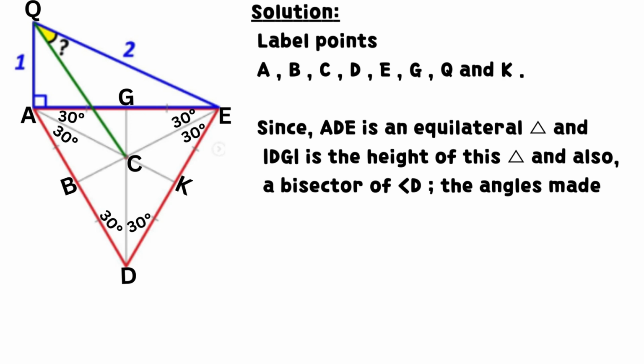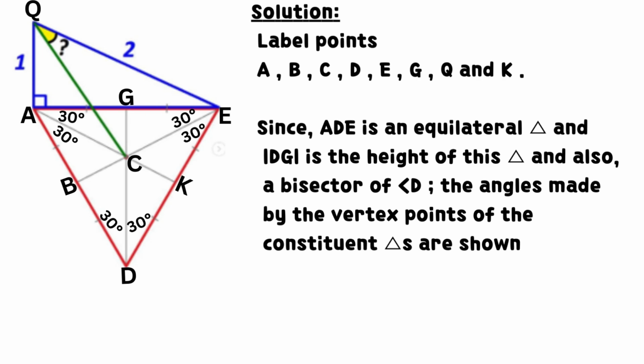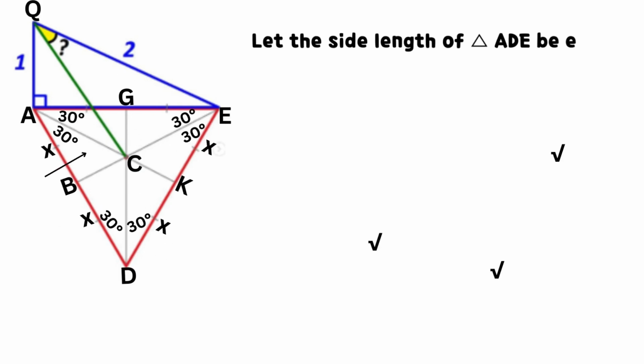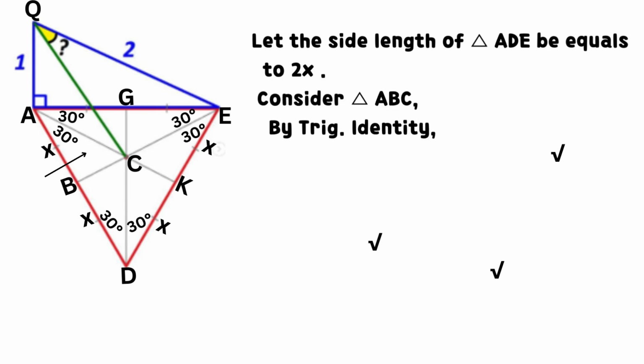Since ADE is an equilateral triangle and line DG is the height of this triangle, it is also a bisector of angle D. The angles made by the vertex points of the constituent triangles are shown in the figure. Let the side length of triangle ABD be equal to 2 times x.